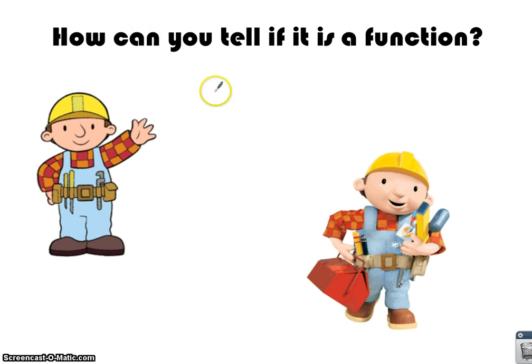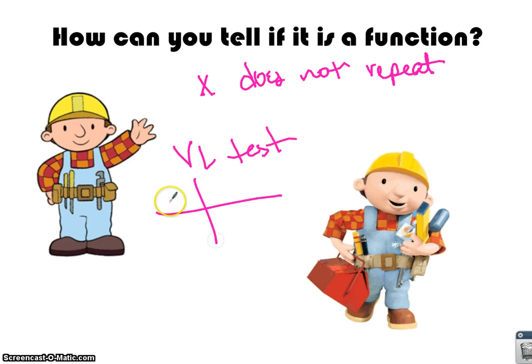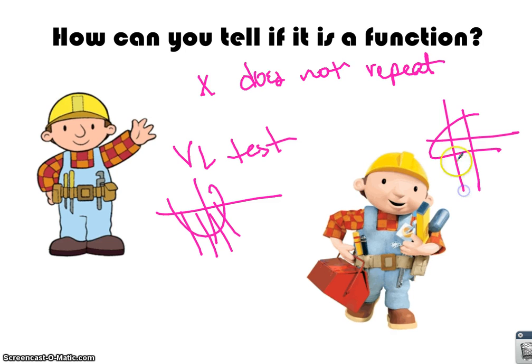How can you tell if it is a function? We already talked about this a little bit. You can tell if it is a function if x does not repeat, or if it's a graph, you use your vertical line test. This is a function because anytime I draw a vertical line, I hit it once. This is not a function because if I draw a vertical line, I hit it twice.